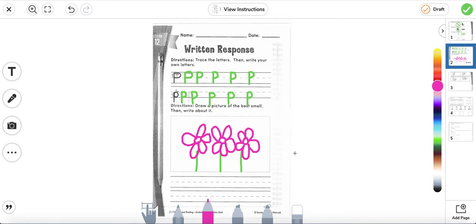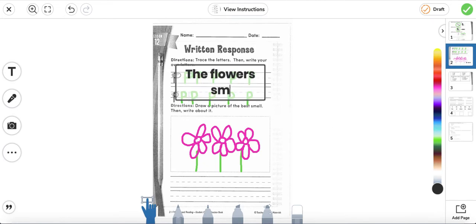Okay, so I drew some flowers. Now I have to write about it. I'm going to go ahead and use my text box so I can type it in. I have 3 flowers, so I'm going to say the flowers. And I have an S in the word flowers at the end because that tells me it's more than one flower. The flowers smell, the flowers have the best smell.